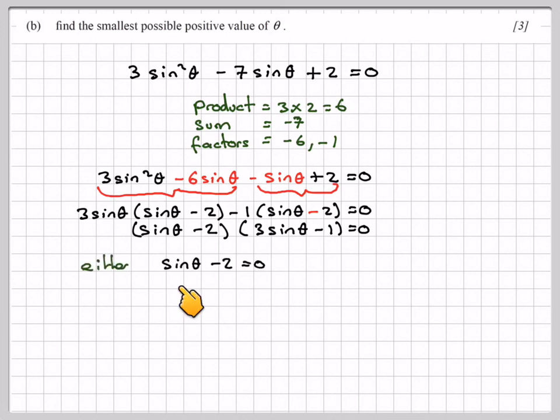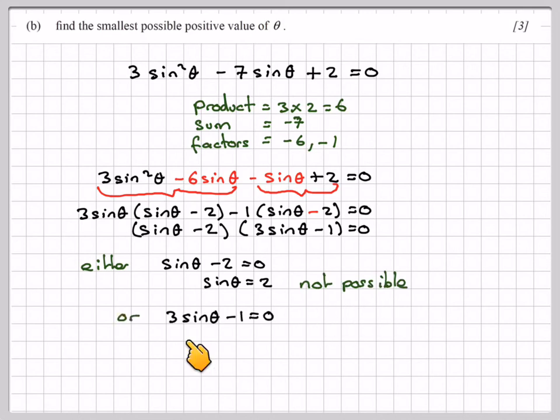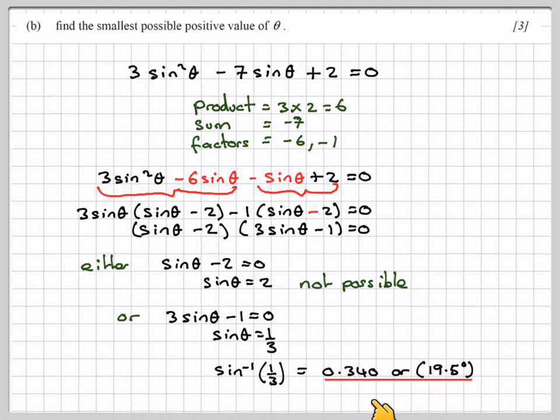So either sine theta minus 2 is equal to 0, which means that sine theta is equal to 2, that's not possible, or 3 sine theta minus 1 is equal to 0, which gives that sine theta is 1/3. Sine to the minus 1 of 1/3, and we want the smallest possible, so we only want to look at the first angle only, is 0.34 radians or 19.5 degrees.